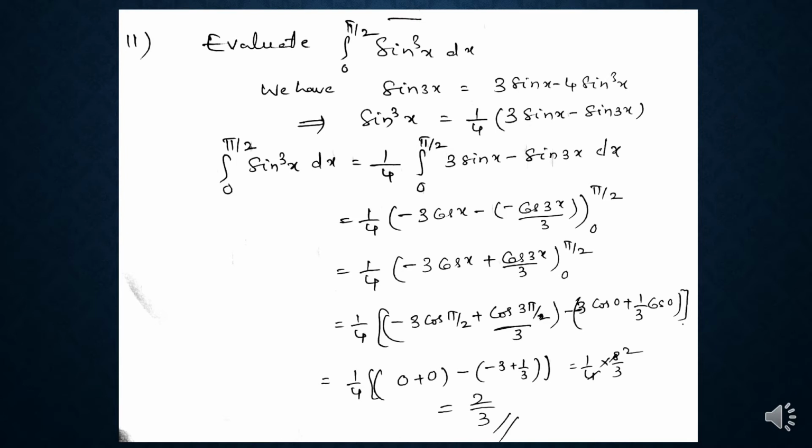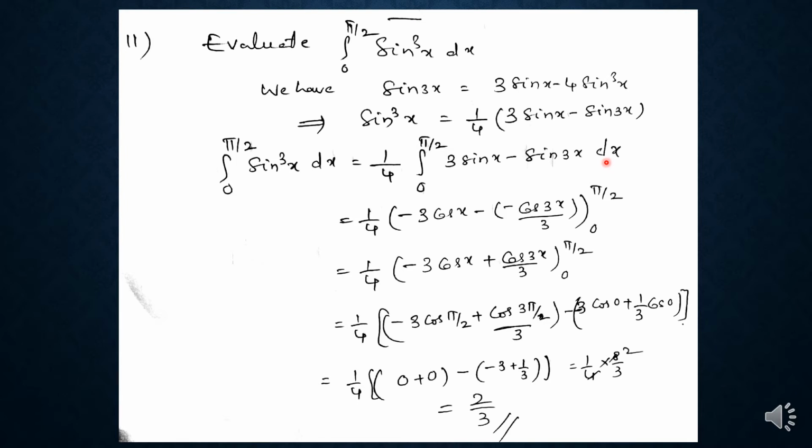From this we can write what is sin cube a or sin cube x. Sin 3x is equal to 3 sin x minus 4 sin cube x. Then 4 sin cube x is equal to 3 sin x minus sin 3x, and sin cube x can be written as 1 by 4 into 3 sin x minus sin 3x. By substituting in the place of sin cube x, integral 0 to pi by 2 sin cube x dx is equal to 1 by 4 into integral 0 to pi by 2 of 3 sin x minus sin 3x dx. Now we can integrate these two terms.